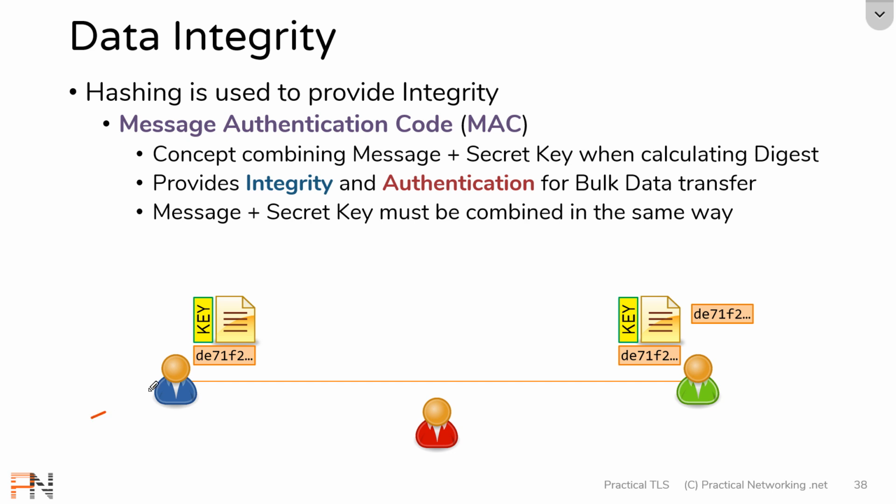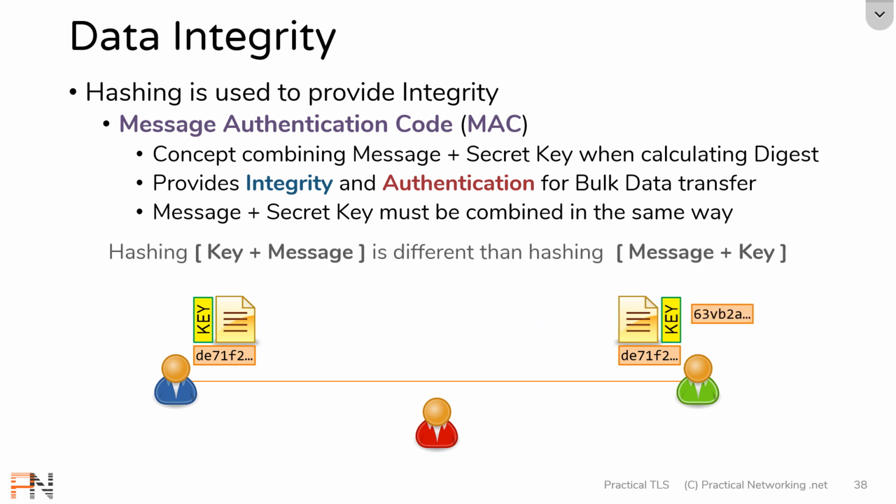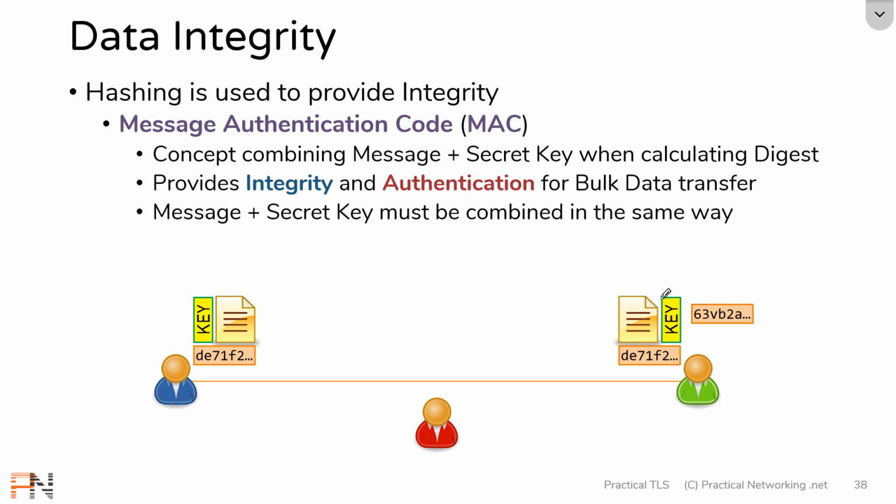For instance, notice the sender here combined the key plus the message. Well, what if our receiver had instead combined the message with the key? That's going to produce a different digest. And even though it is the correct message and the correct key, since these digests are not the same, the receiver will never accept any messages. So not only do both parties have to agree upon the same key, they also have to agree upon the same way of combining the message with the key.